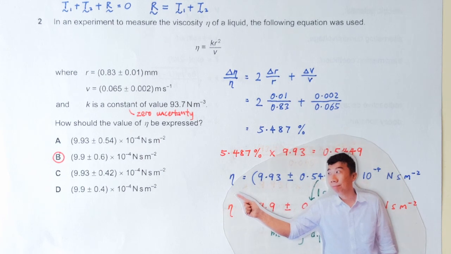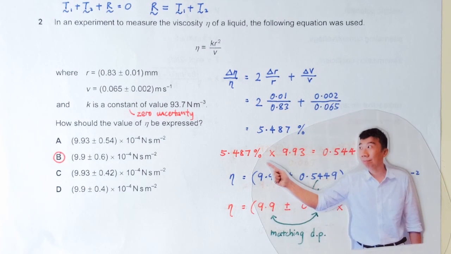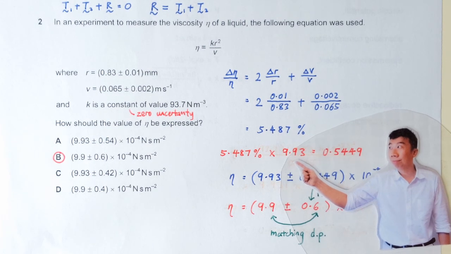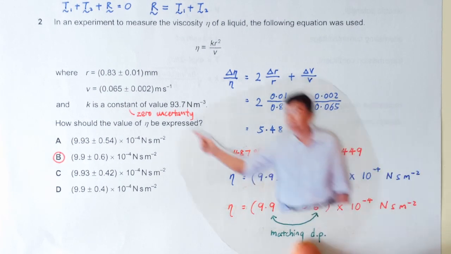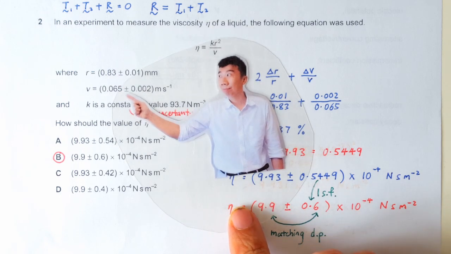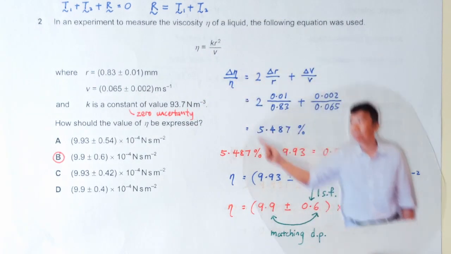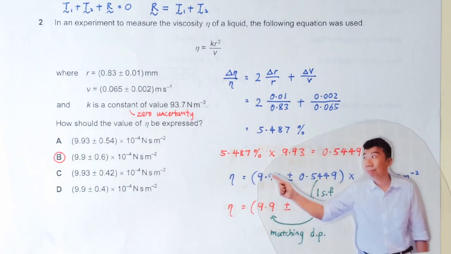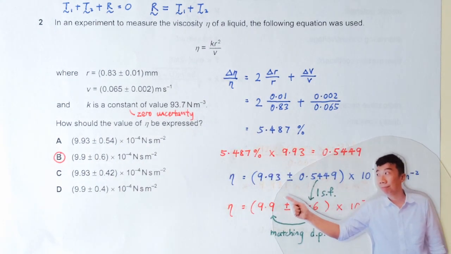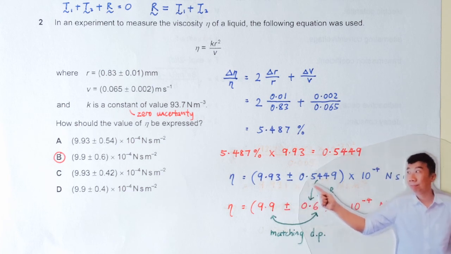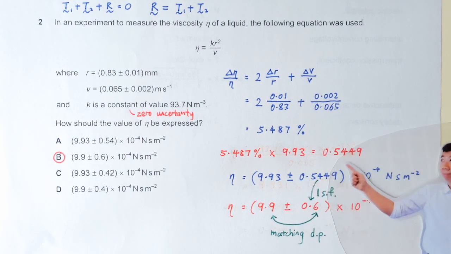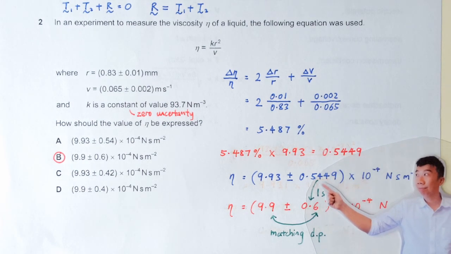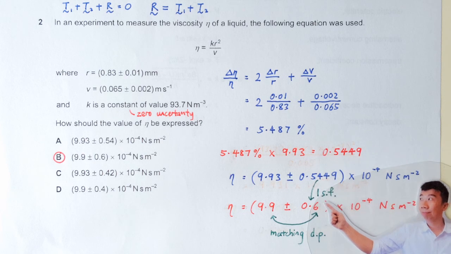To obtain the absolute uncertainty, of course, we take the percentage times the calculated value of 9.93. I suppose if you put in 0.83 and 0.065 into the formula, you calculate it to be 9.93. But the question sort of already told us it is 9.93. So we just use that number. And it turns out the uncertainty is 0.5449.